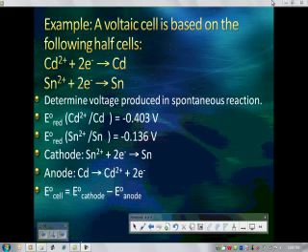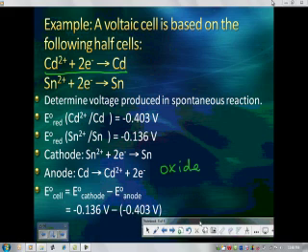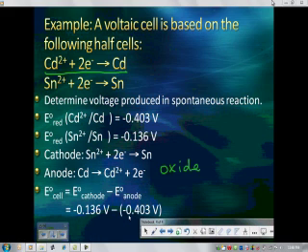The cathode and the anode. At the anode, notice I flipped this reaction around because your reduction table only shows reduction, but the anode is oxidized. So we have to flip this around because the reverse of reduction is oxidation. So we're going to take the cathode minus the anode, and watch your signs here. When you do this, it's going to be a negative number minus a negative number.